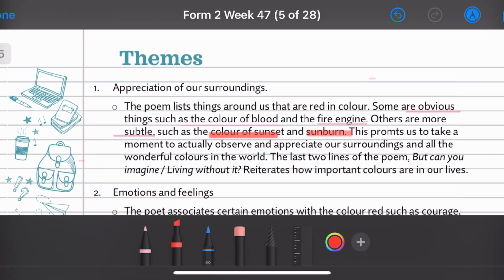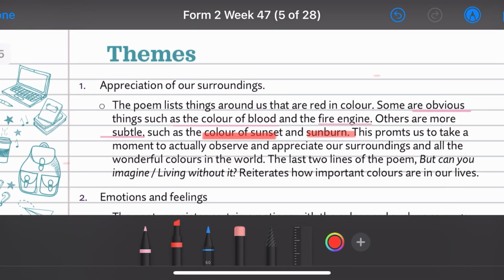Continue with the themes. Okay, poem ni dia senaraikan benda-benda yang berwarna merah yang ada di keliling kita. Okay, sesetengah benda tu sangat jelas. For example, colour of blood, itu merah. The fire engine, truck, bomba tu warna merah. Okay, tapi ada benda yang subtle, yang halus sikit dia masuk. Okay, contohnya colour of sunset dengan sunburn, tu warna merah.